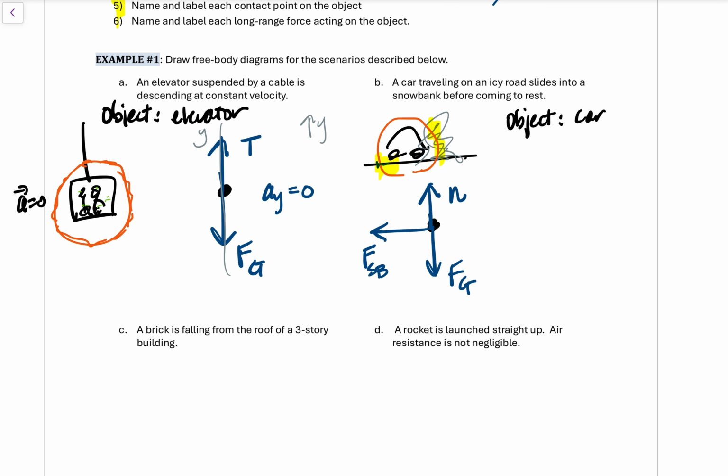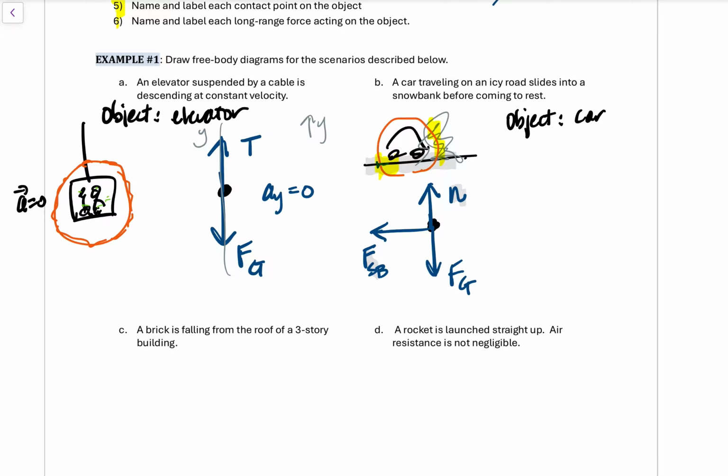Again, as I mentioned earlier, it's good to always recognize what the agent of each of these forces is. The agent of the gravitational force is the Earth. The agent of that normal force is the surface of the road. That's the thing exerting the force, pushing back up on the car. And the agent of the snowbank force here is the snowbank itself. The snowbank is contacting the car, exerting a force on the car. So I have three forces here.